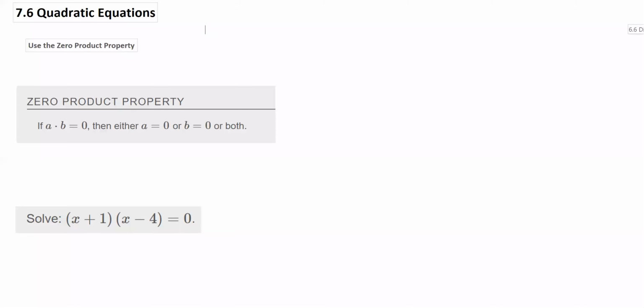Hello class, welcome to 7.6 Quadratic Equations. This will be our last section in chapter 7. Here we look at one objective, which is to use the zero product property.